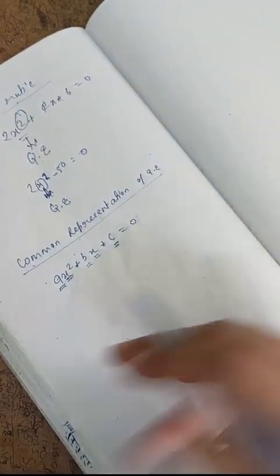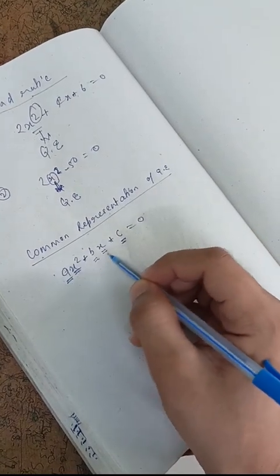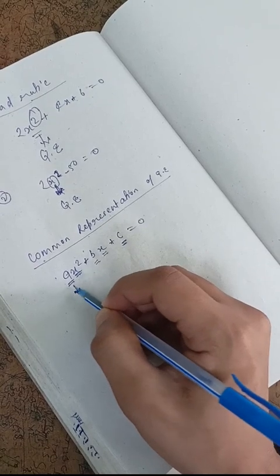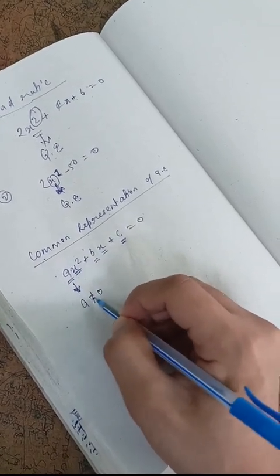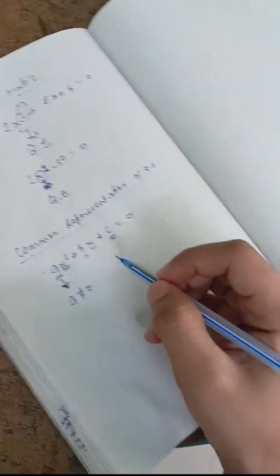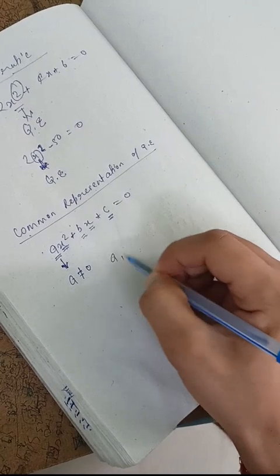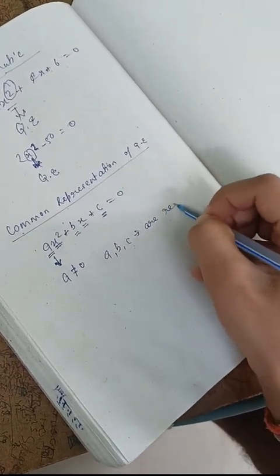See actually what is this? When we represent a quadratic equation in the form ax square plus bx plus c, this simply means that our first constant term a must not be equal to 0, and all constants a, b and c are real numbers.